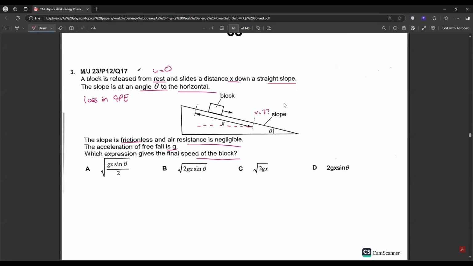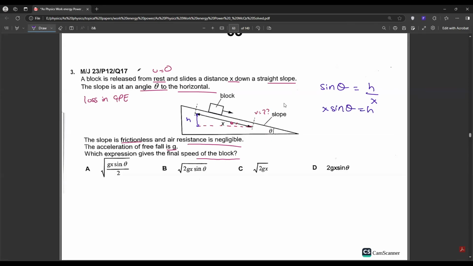Can I calculate this height, this blue height? Yep, I can surely calculate this height. How? The hypotenuse is x, angle is theta. I have to calculate this perpendicular. Sine theta is equal to perpendicular over hypotenuse. X sine theta is equal to your height.